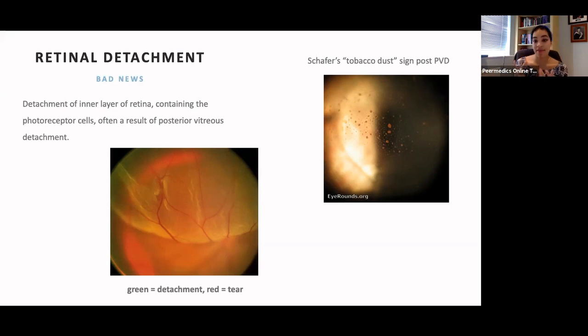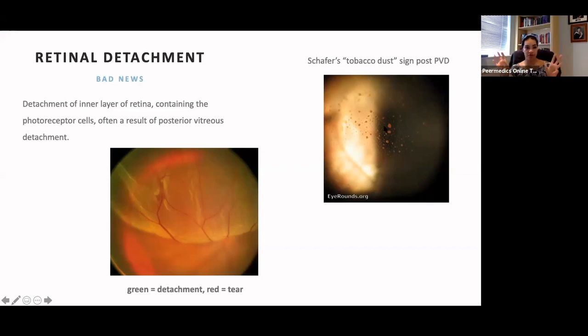When you then examine that eye with fundoscopy, you'll find a clear demarcation like this. And if you see this greeny area, this is the detachment. And this red is a bit of a tear as well. So we're talking about the tears.